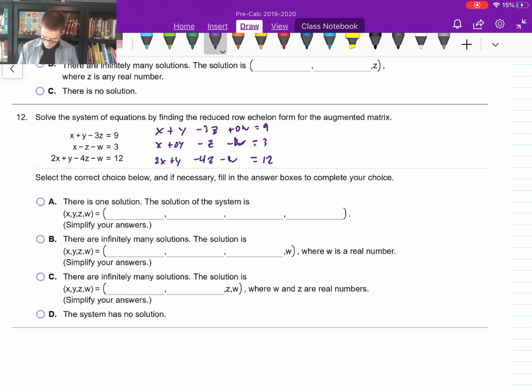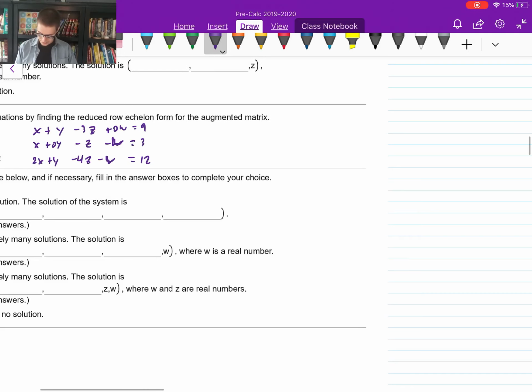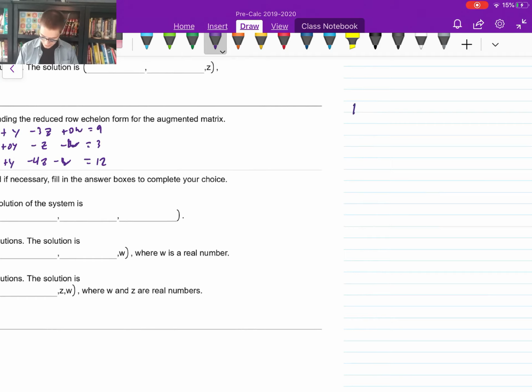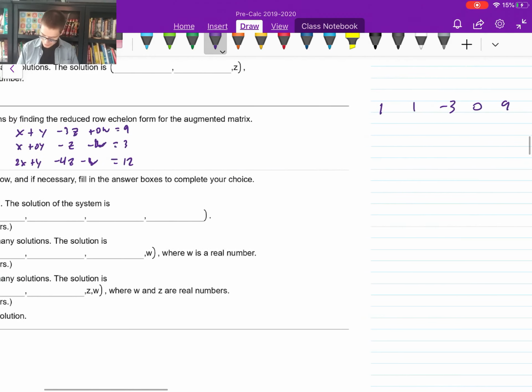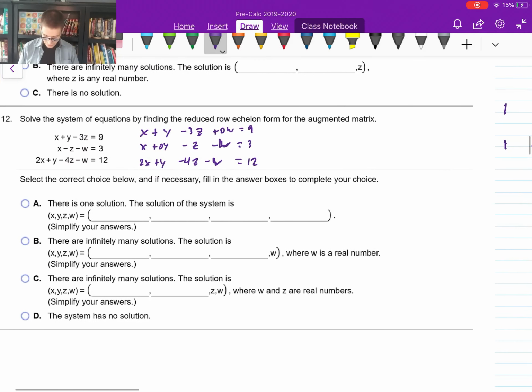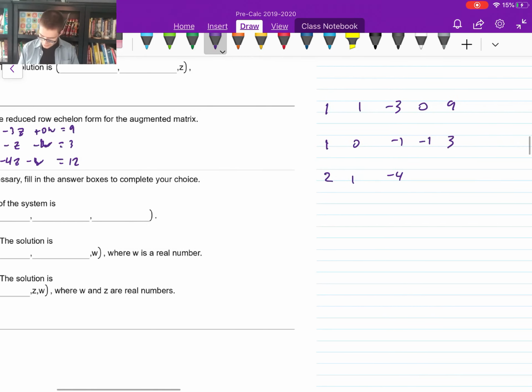Okay, so we're going to solve this. The first thing we're going to do is just make that matrix. So for the first one, we've got 1, 1, negative 3, 0, and 9. Then below, we have 1, 0, negative 1, negative 1, and 3. Then we have 2, 1, negative 4, negative 1, and 12.